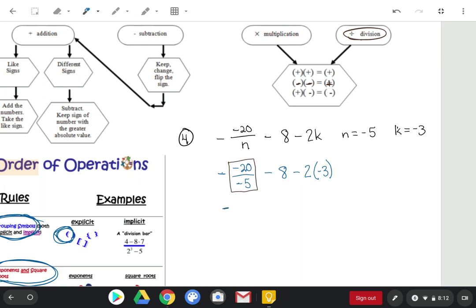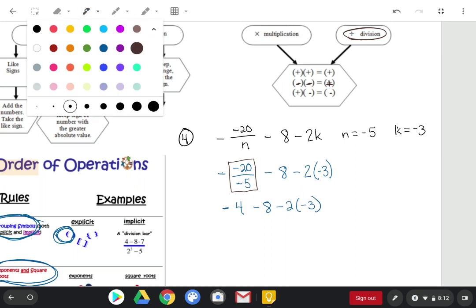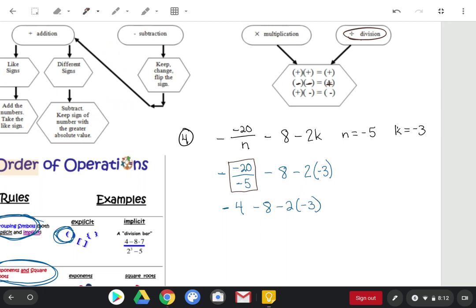And then we said the stuff on the inside of my box is equal to a positive 4. So I'm writing down a positive 4. I'm bringing down the minus 8, bringing down the minus 2 times negative 3. Okay, so we're still on multiplication and division. So we still have some multiplication. And to make things a little bit easier, usually I just looked at 2 times negative 3. I can actually consider this a negative 2 times negative 3. So I'm going to do that, okay?